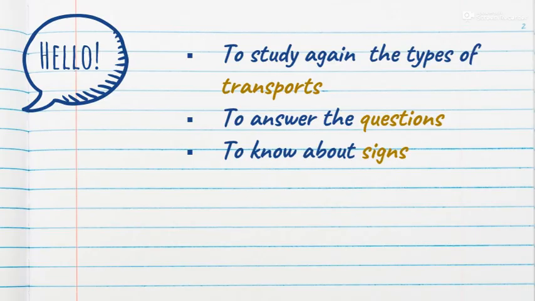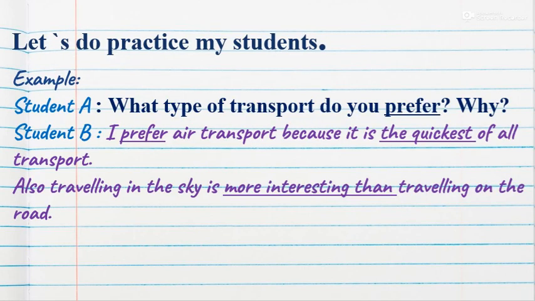Today you can study again the types of transport, answer the questions, and learn about signs. Okay, let's do practice, my students. Example: what type of transport do you prefer? Why? Prefer is like "best," okay? Okay, answer, Student B.